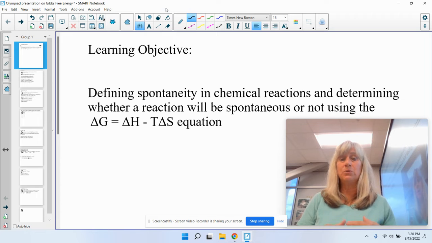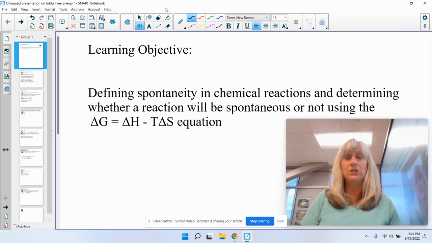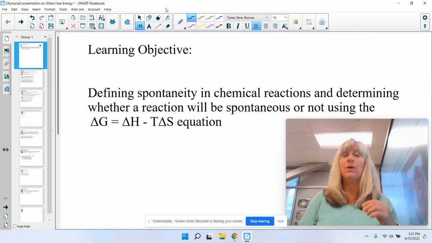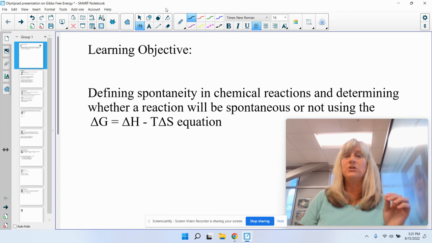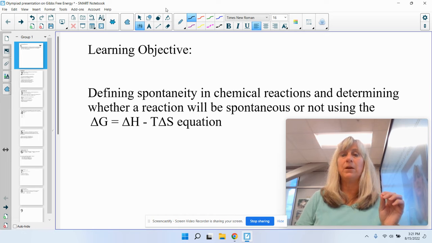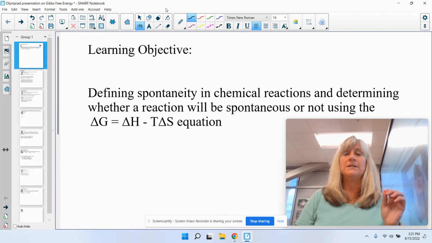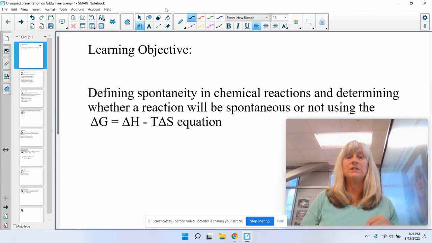Now, I am assuming that you already know what delta H is, that is enthalpy, and how to calculate it and what the sign of delta H means. So, a little review. Delta H is enthalpy. If it is positive, that means energy is being absorbed. If it is negative, that means energy is being given off or emitted. And capital T is temperature, that must be in Kelvin. And delta S is entropy.